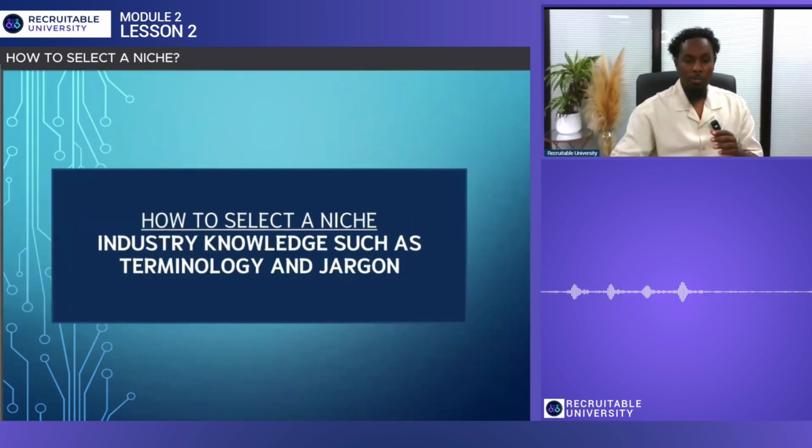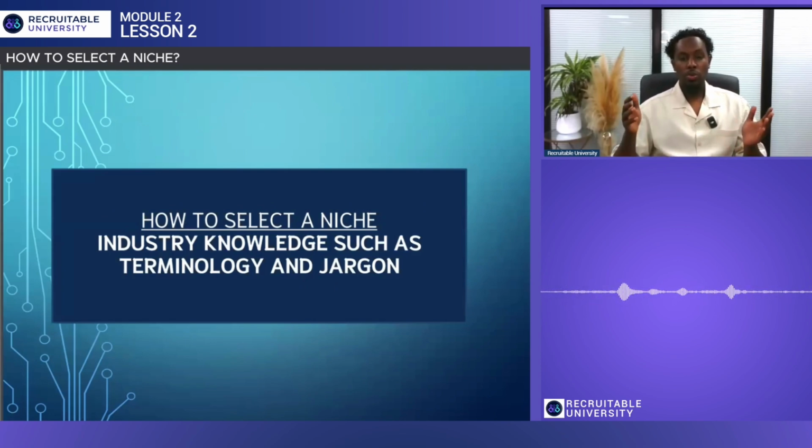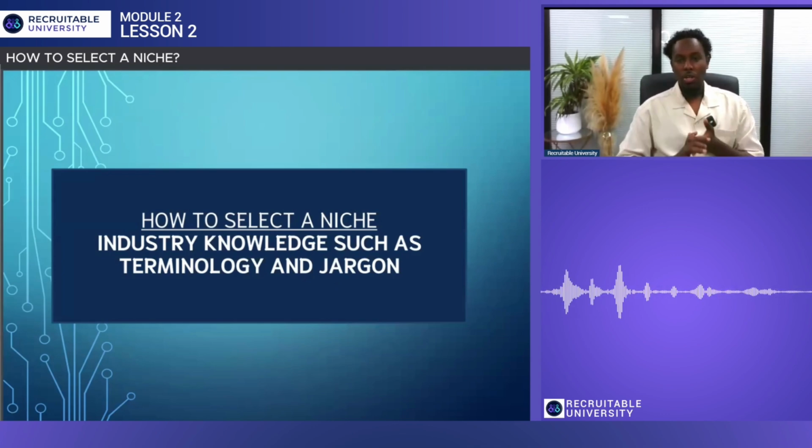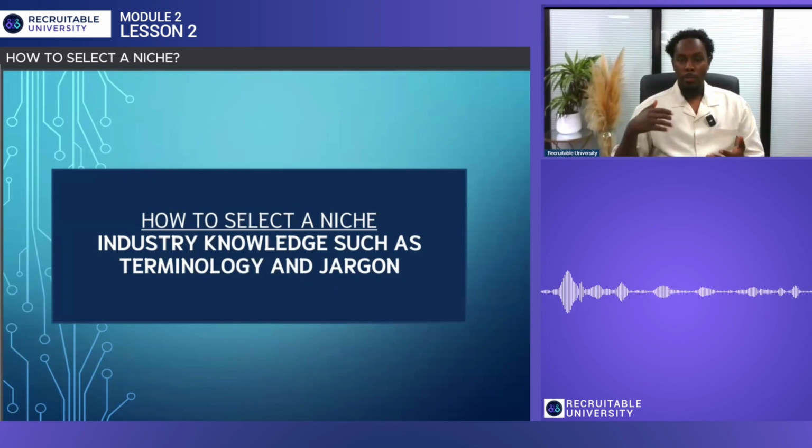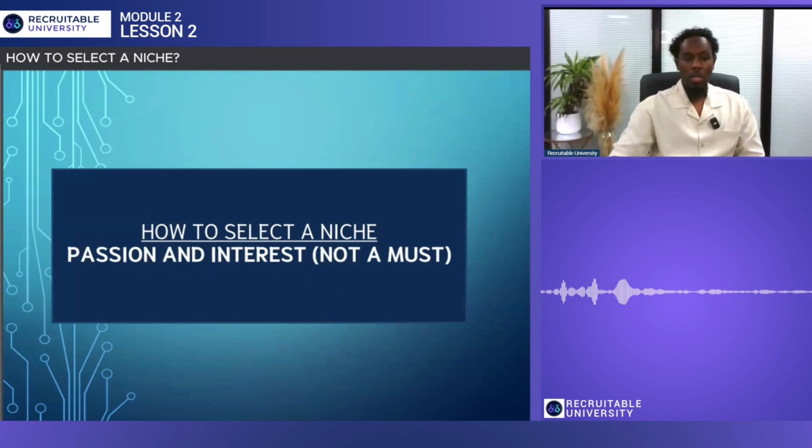So first and foremost, once you go into a niche, you've got to know your industry knowledge, the terminology, jargon, etc. You've got to know the terminologies, whether you're going into healthcare recruitment or IT. If you're selling a candidate, you've got to know what you are saying to your clients. It doesn't have to be deep knowledge, but you should have some sort of base knowledge of the industry terminologies.